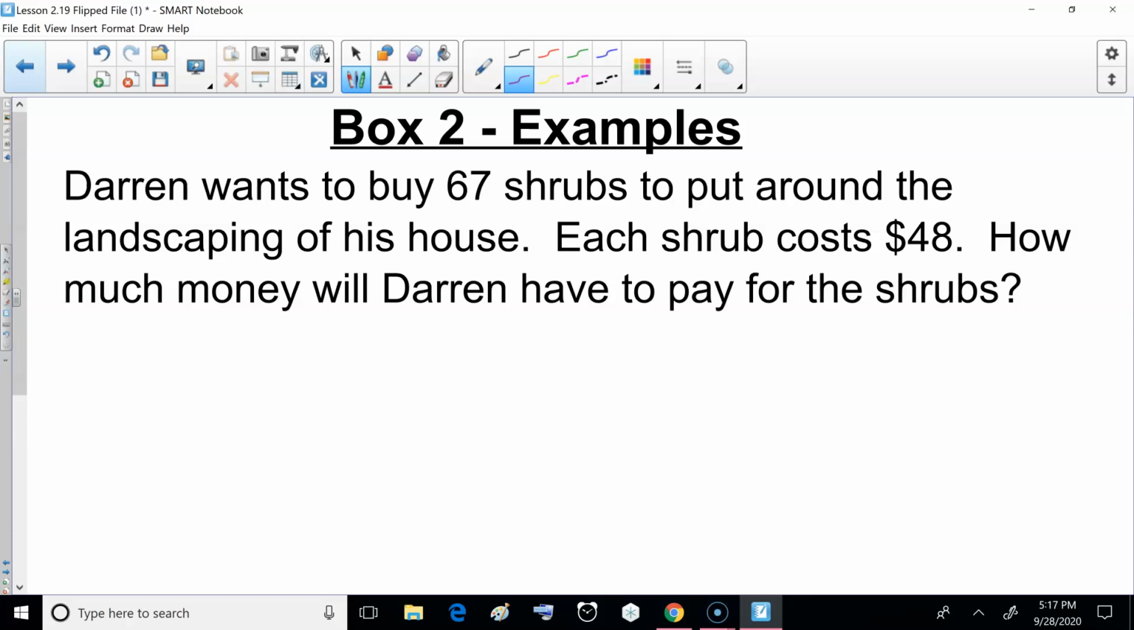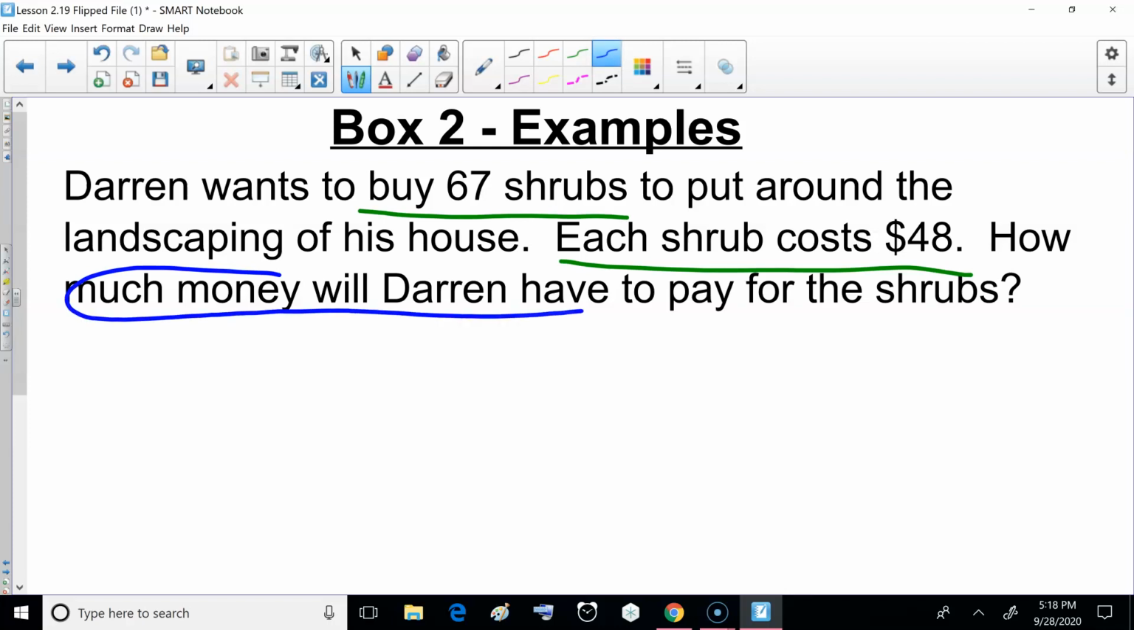Darren wants to buy 67 shrubs to put around the landscaping of his house. Each shrub costs $48. How much money will Darren have to pay for the shrubs? My guess is a lot. He must really like these shrubs, so they seem pretty expensive, and he's going to put a lot of them in there. But let's find out. So he wants to buy 67 shrubs to put around the landscaping of his house. Each shrub costs that much money, so the question we're looking to solve is, how much money will Darren have to pay for these shrubs?